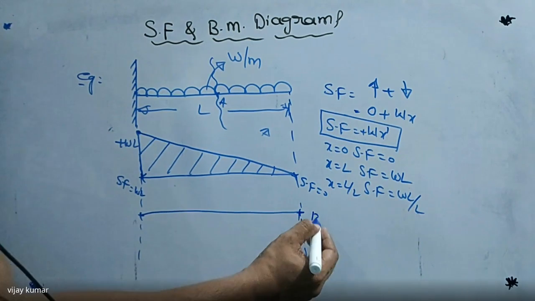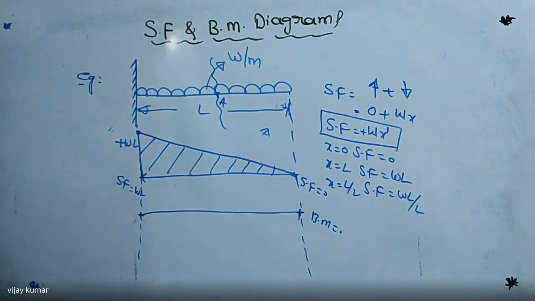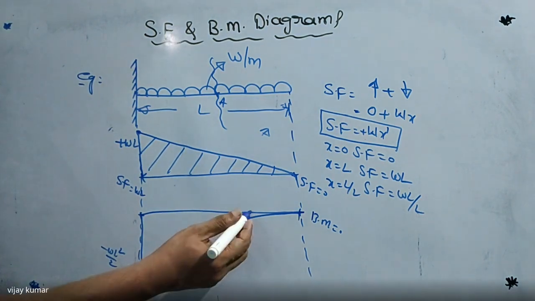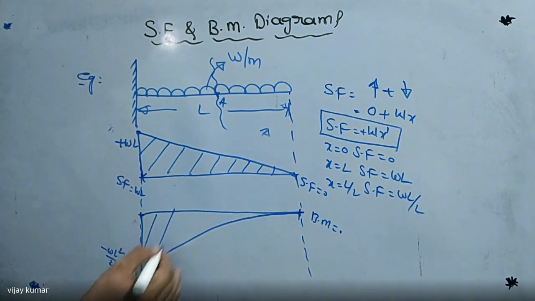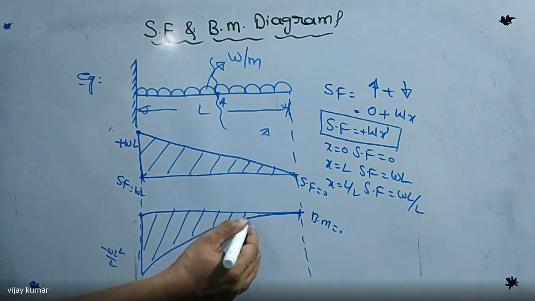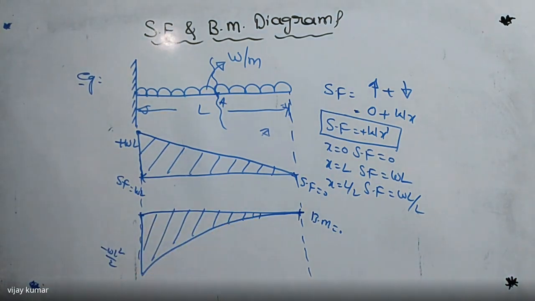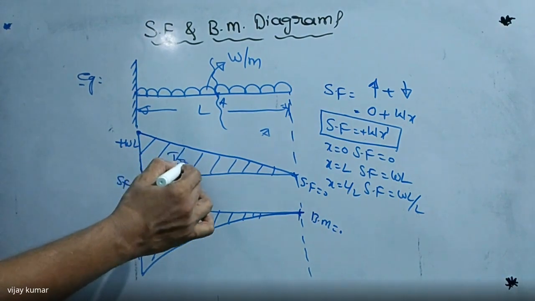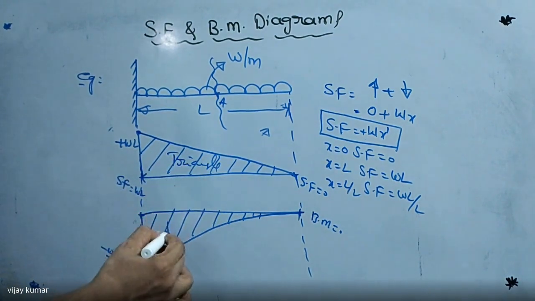So in this case, what is the bending moment here? 0. And what is the bending moment here? Minus W L square by 2. That is the maximum. I want to join these two by which one? Parabolic. So this is the diagram of bending moment. So this is a triangle and this is the parabola.